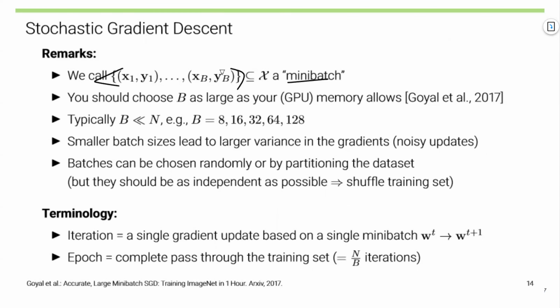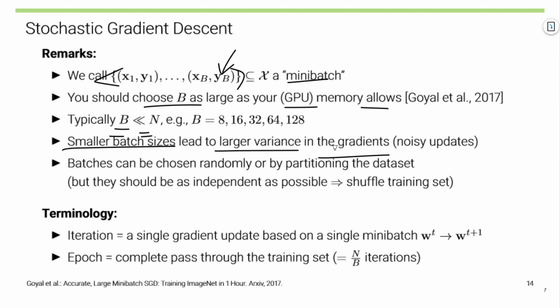And we are going to choose the maximum b value. We are going to choose b as large as our GPU memory allows. We want to make the batch size as big as possible. And typically, b is much smaller than the whole data. And as you can see here, because we are approximating the whole data set using our small mini batch, smaller batch sizes lead to larger variance in the gradients.